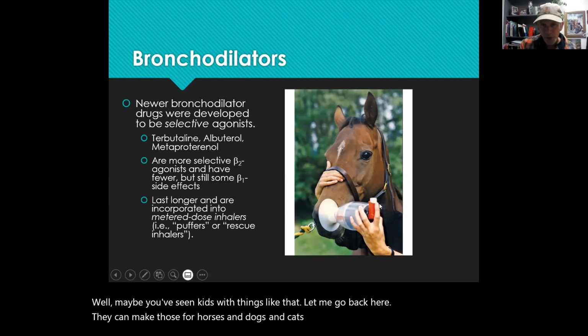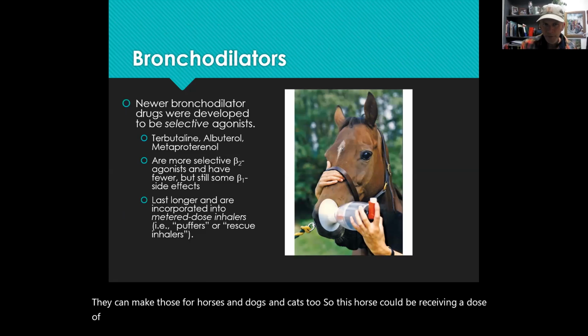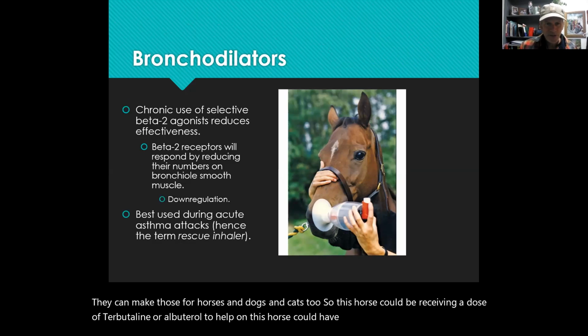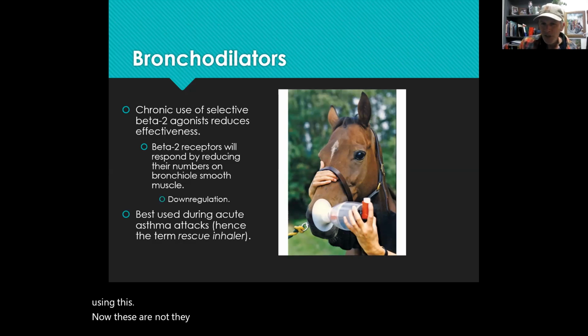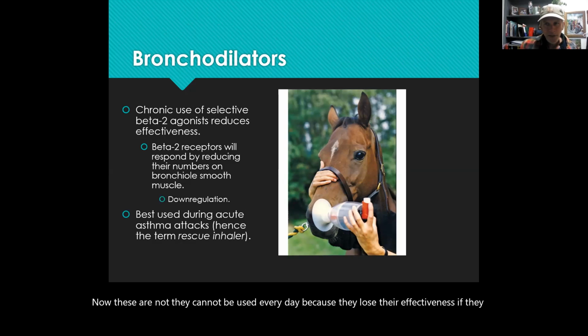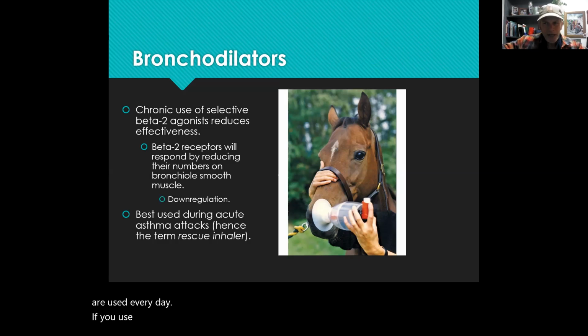So this horse could be receiving a dose of terbutaline or albuterol to help. This horse could have bronchitis, and that's why they're using this. Now, these cannot be used every day because they lose their effectiveness if they are used every day. If you use them every day, the beta 2 receptors will say, we're getting this medication every day.